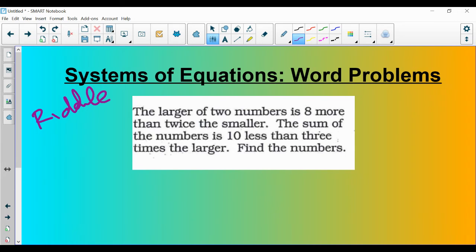Generally, what I try to do is, once again, associate the two numbers with variables that are indicative of what they are. I'm going to use L to represent the larger number, and I'm going to use S to represent the smaller number.